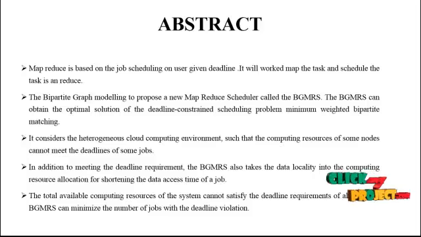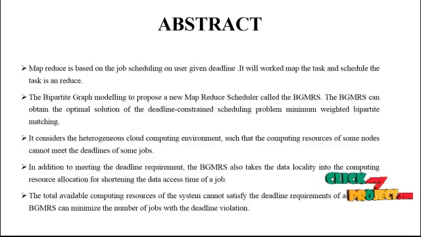It considers a heterogeneous cloud computing environment, such that the computing resources of some nodes cannot meet the deadlines of some jobs. In addition to meeting the deadline requirement, the PGMRS also takes data locality into the computing resource allocation for shortening the data access time of the job. The total available computing resources of the system cannot satisfy the deadline requirements of all jobs. The PGMRS can minimize the number of jobs with deadline violations.